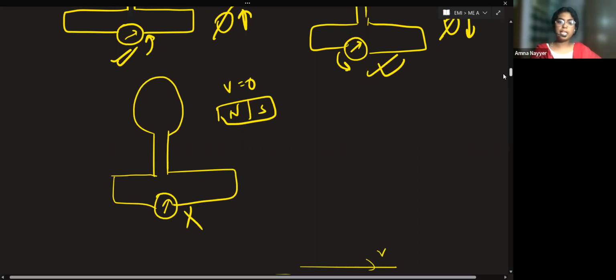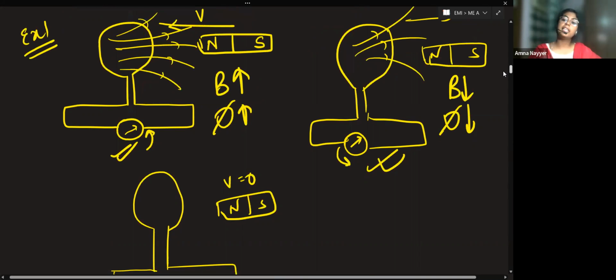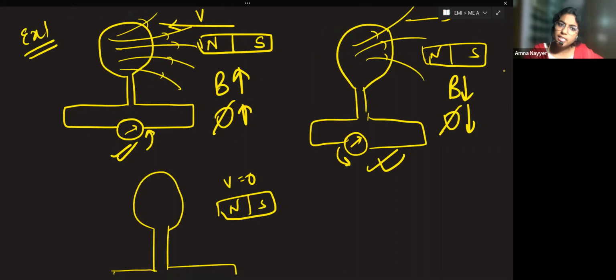First experiment clear? So as the magnetic field increased, flux increased. When the flux increased, the current also seemed to be increasing. When the flux decreased, the magnetic field decreased, and the current was also decreasing.